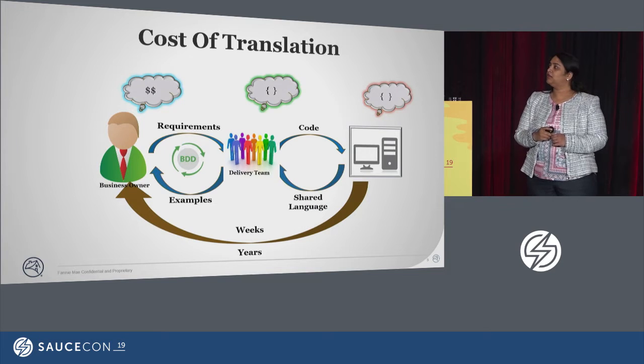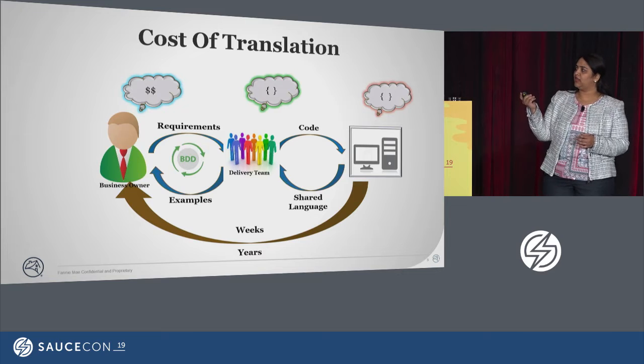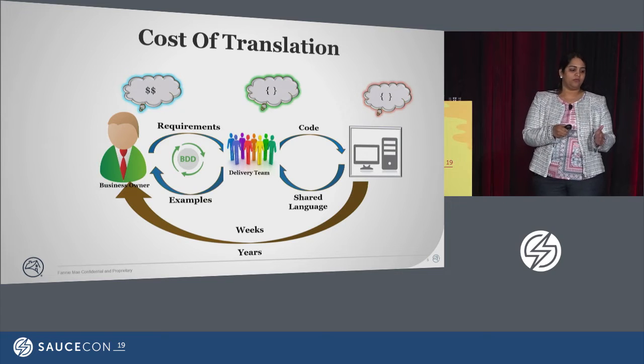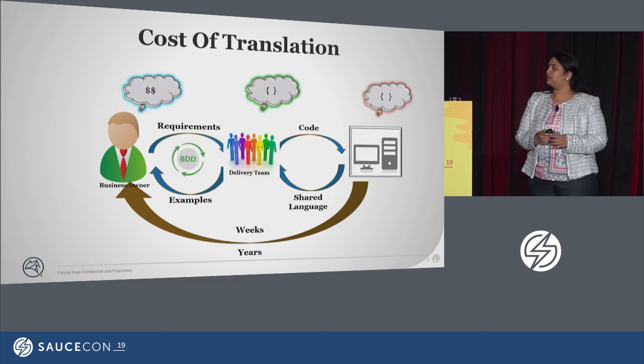So how to solve this problem is by adding another feedback loop, this time with a shared language. The business and the delivery team, everyone should talk in the same language. It's not practically possible, but if the business owner can talk a little more in programming language, and the delivery team can talk a little bit more in the business language, this will solve it.